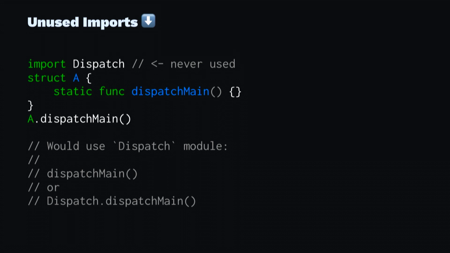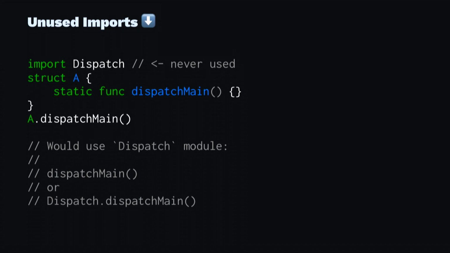So in this case, we've defined a dispatch main function on an A struct, and then we invoke it. There's a dispatch main free function in the dispatch module, in the Grand Central Dispatch module. But in this case, we're not accessing it. And if you're relying strictly on string-based, non-semantic code detection tools, you wouldn't really notice that you're not actually using anything from that module. And of course, this can be any module. It can be a module that you've defined yourself. It can be a system module. It can be a number of things.